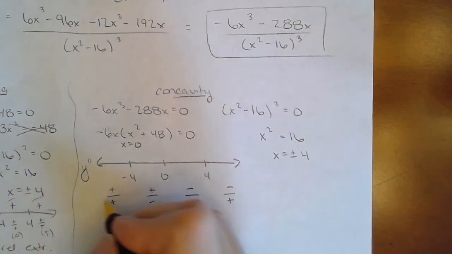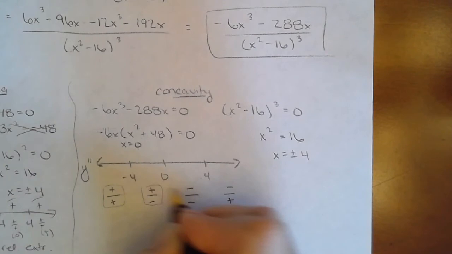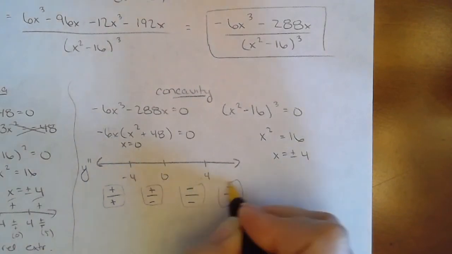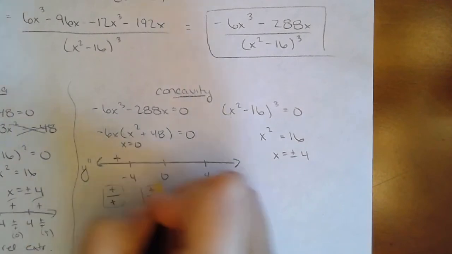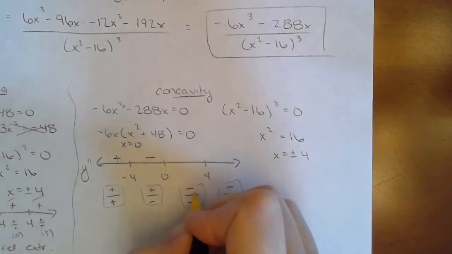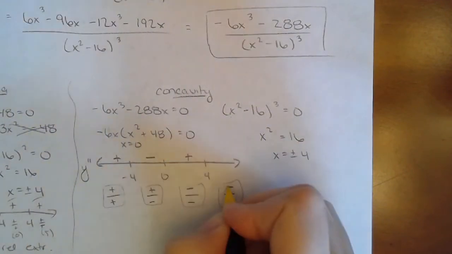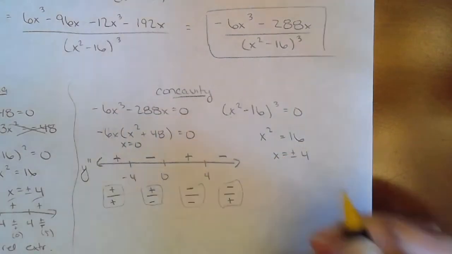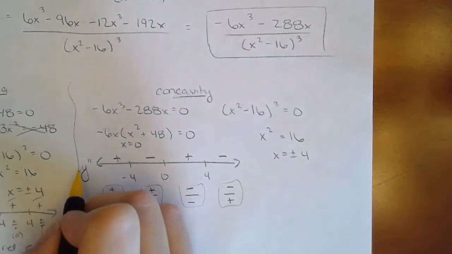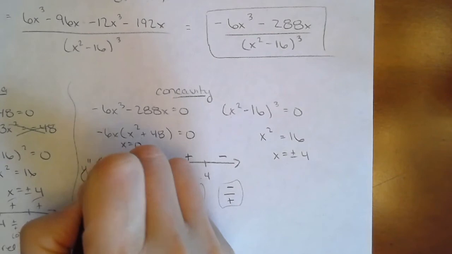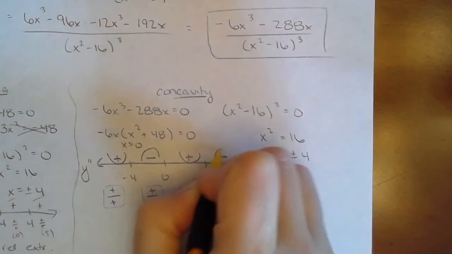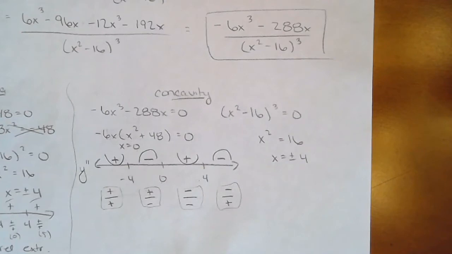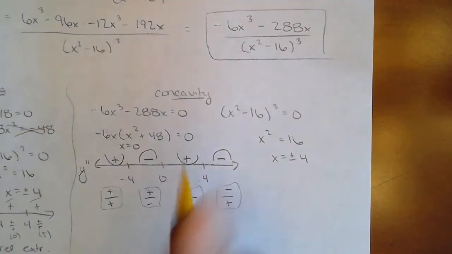So now I have these fractions, right? This is where I'm going to get the sign of the second derivative. A positive over a positive, over a negative, negative over a negative, negative over a positive. Because again, this was a second derivative that I was looking at, that means I'm going to be concave up, down, up, down.